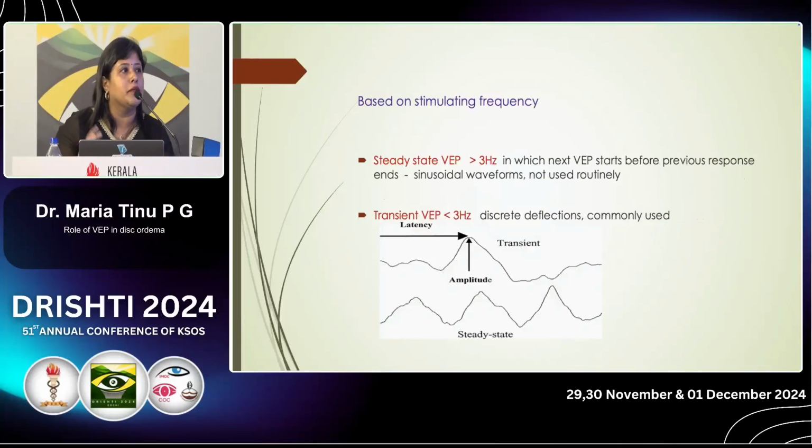We can divide VEP into different types based on the stimulating frequency and the types of stimuli. Based on stimulating frequency, we can get a steady state VEP, where the stimulating frequency is high, so the next VEP starts before the previous response ends. We get just sinusoidal waveforms. It is not used routinely because the parameters we use are amplitude and latency, and these give inferior information. Whereas in transient VEP, if the stimulating frequency is less than 3 Hz, we get a discrete deflection, so we get information about amplitude and latency. This is the commonly used one.